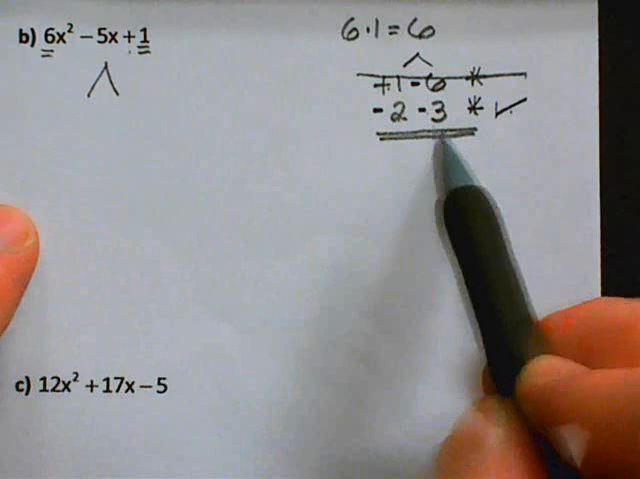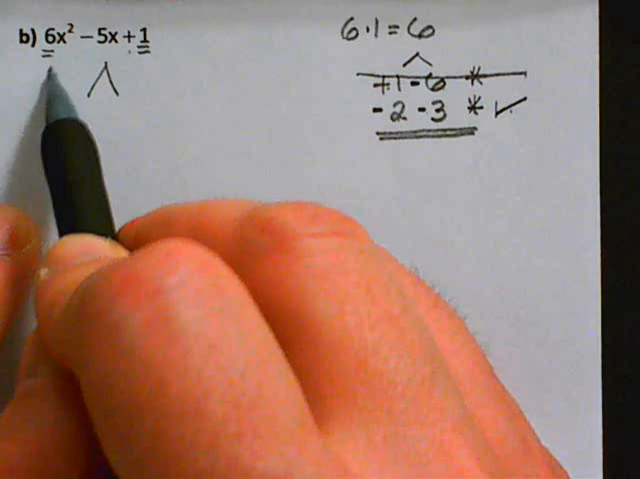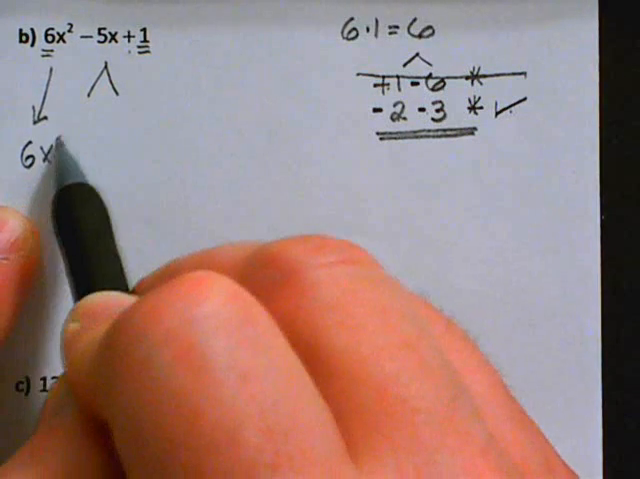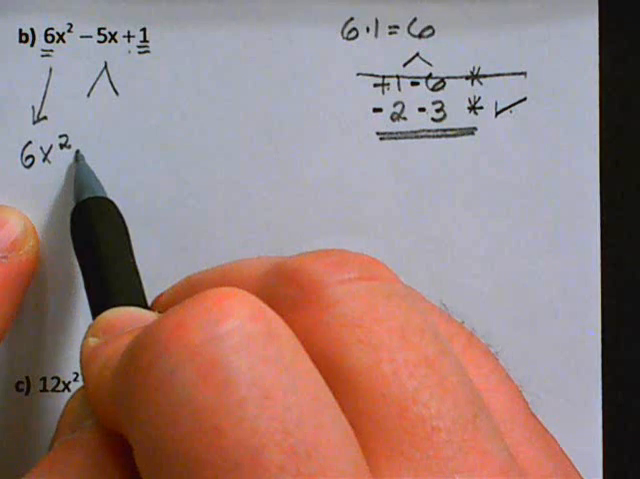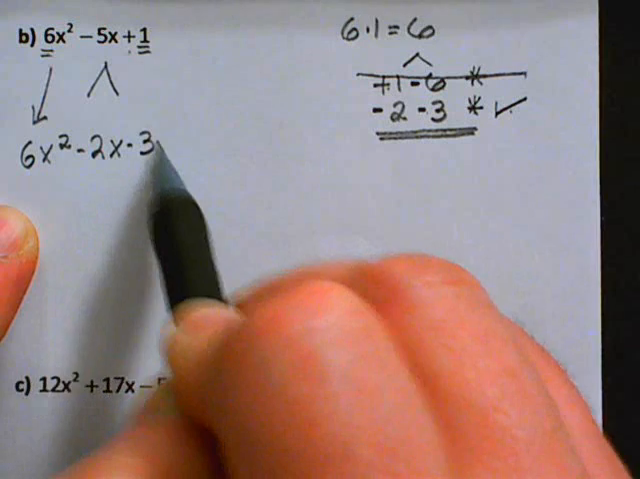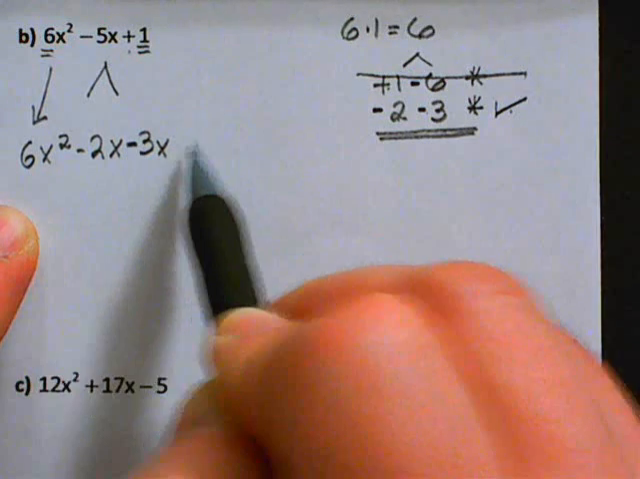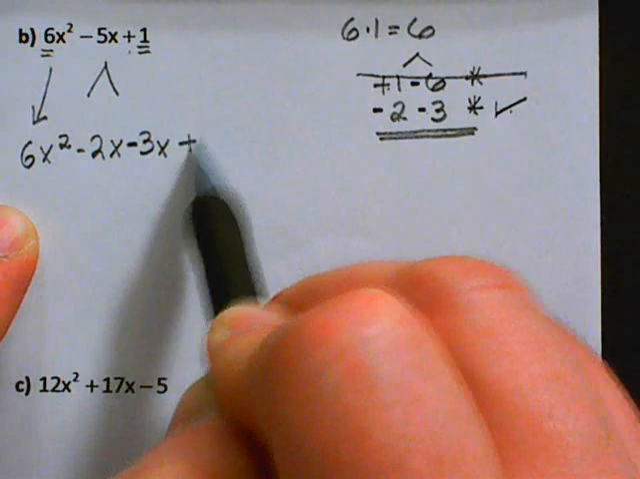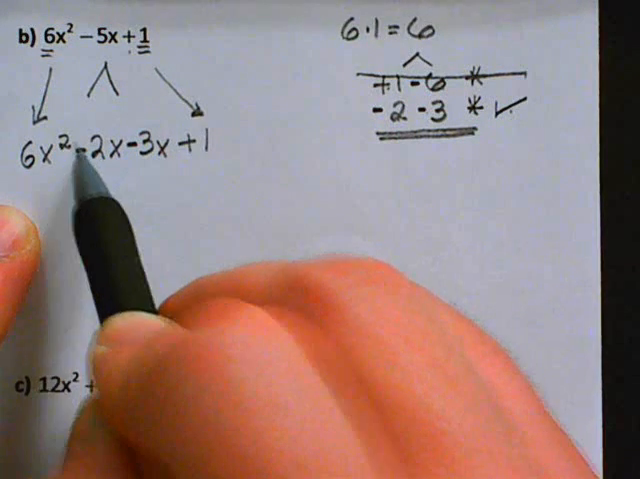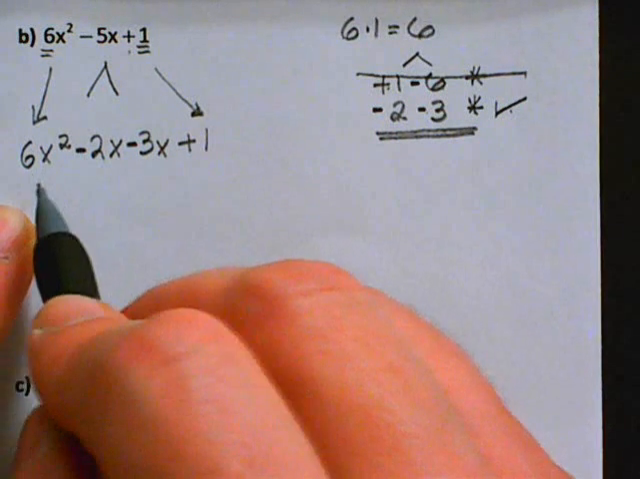So let's come over here. I'm going to bring down the 6x squared. I'm going to break down negative 5x as negative 2x, negative 3x, and bring down the positive 1. Alright, now that I have them, let's group them in pairs.